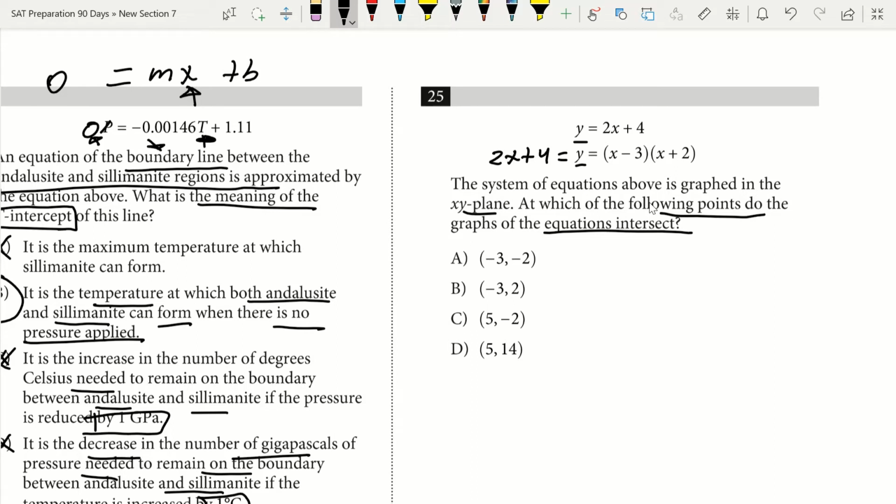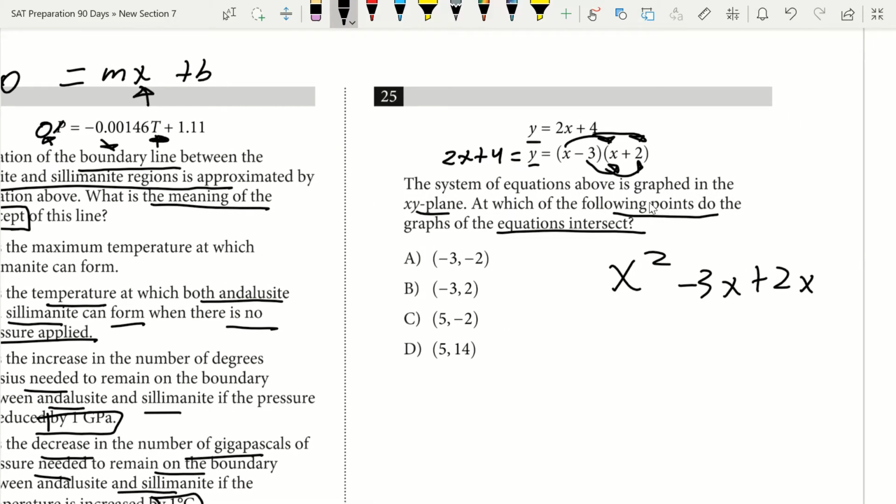So we're going to have 2x plus 4 equals this right here. At this point, I'm going to go ahead and multiply this out, right? So I'm going to go ahead and do the FOIL method, right? So we're going to have x times x, it's going to give us x squared. Negative 3 times x gives us minus 3x. And then we have a 2 times an x gives us plus 2x. Then we have a 2 times a negative 3 gives us minus 6. Okay, we know that that's all equal to 2x plus 4.